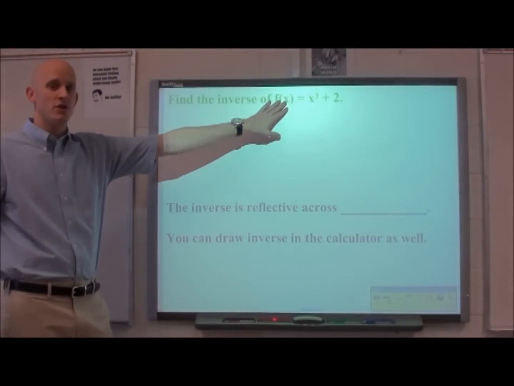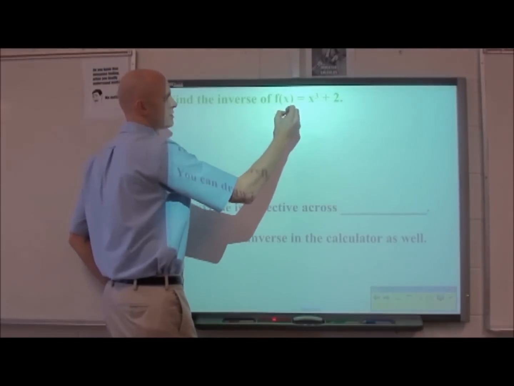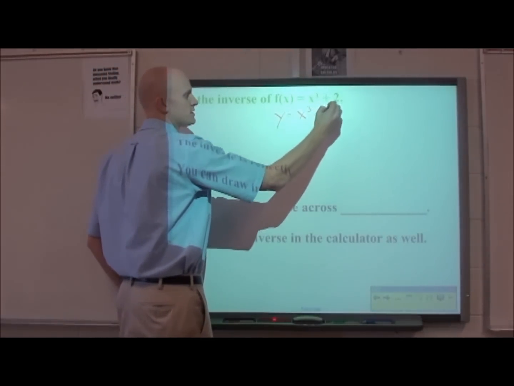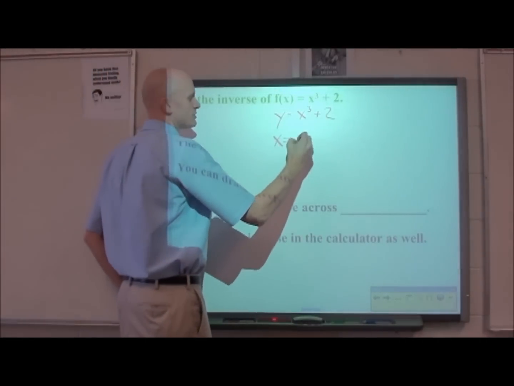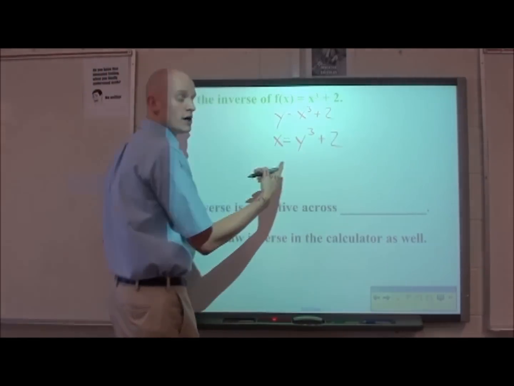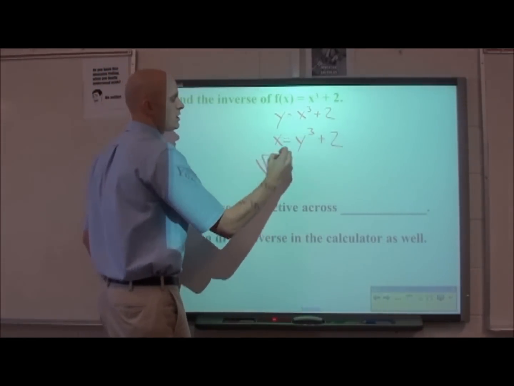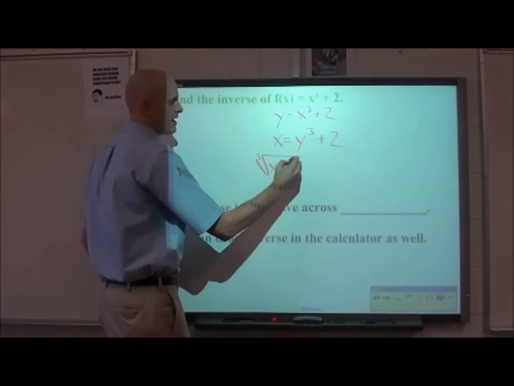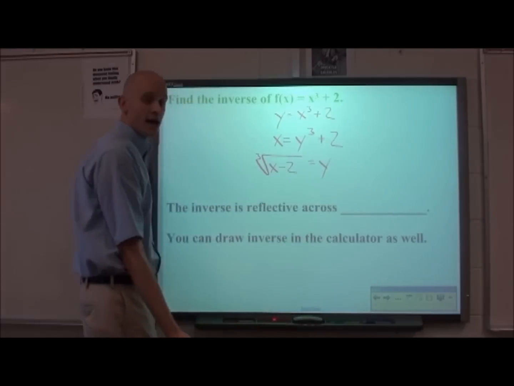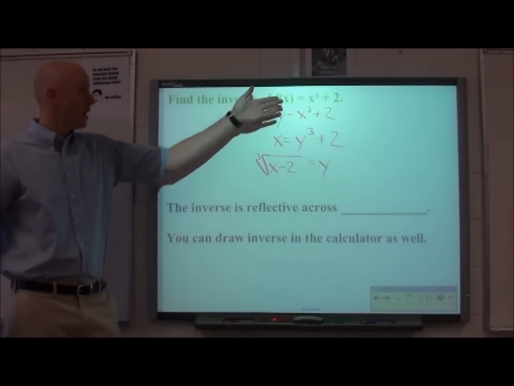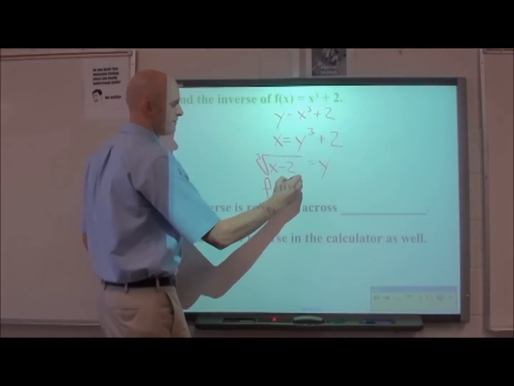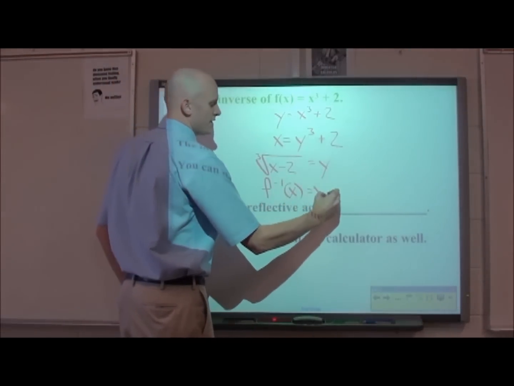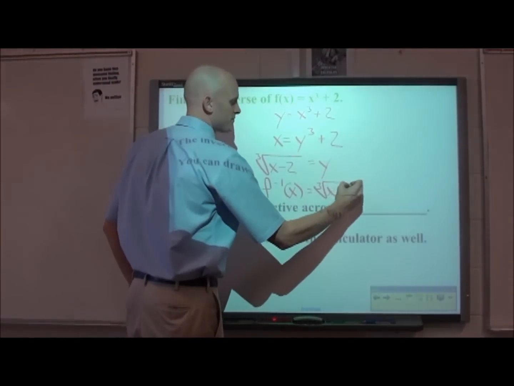So here is our original equation, f of x, which is also y, equals x cubed plus 2. Now, first step, switch the x and y. x equals y cubed plus 2. Solve for y. Cube root of x minus 2 equals y. This is our inverse of the original. And then we'll just write it in our function notation. The inverse of f of x is the cube root of x minus 2.